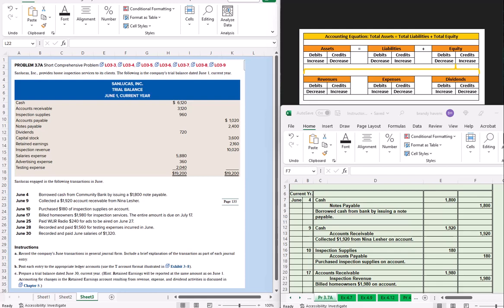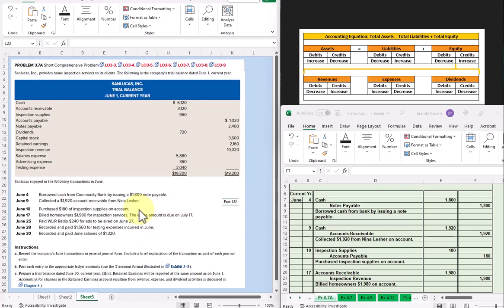Hello, in this video we are going to look at a problem together. This is a problem that starts by giving us a beginning trial balance, and then they provide us with some information about the transactions that occurred during the month. And we are going to journalize all of these transactions and prepare an ending trial balance.